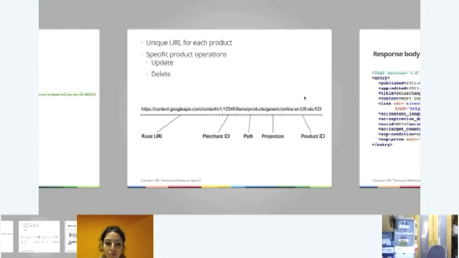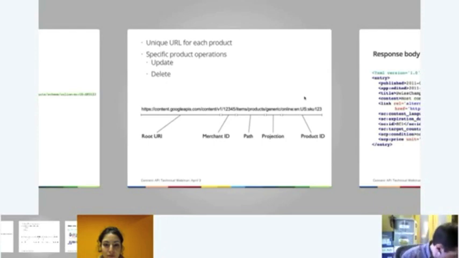The next thing is a projection. We have two, generic and schema. Not really going to get into that today. And then the last one, like I said, is the product ID. And that is a string of four values delimited with a colon, the first of which is a channel, either online or local. The second of which is the language for the product. Here it's English. The third of which is the country for the product. Here, U.S. for the United States. And fourth, the unique ID that you actually set in the SCID element.